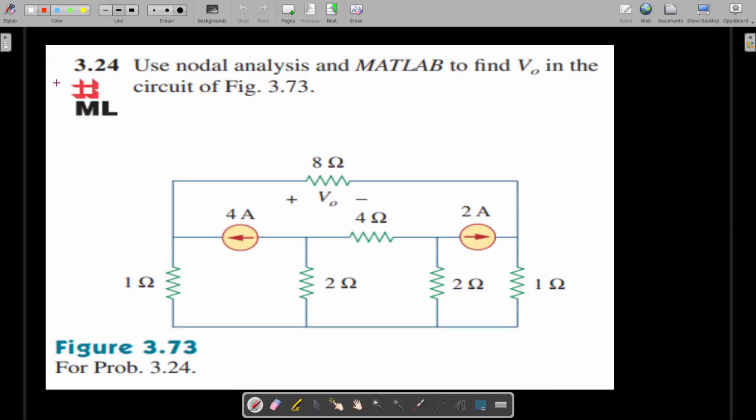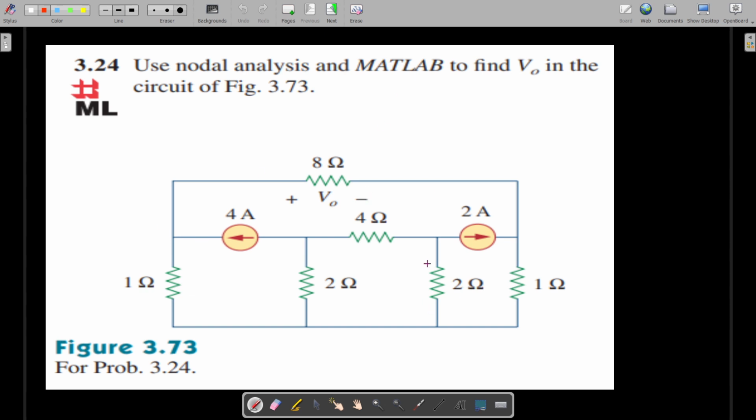Vanakkam. Now we are going to solve problem 3.24 from Fundamentals of Electric Circuits by Alexander and Sadiku, 5th edition. The question is to find V naught using nodal analysis and MATLAB, but we are going to do it manually.